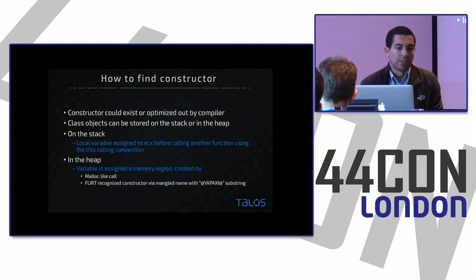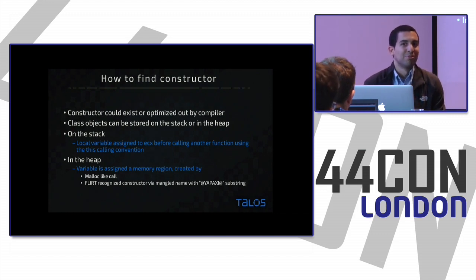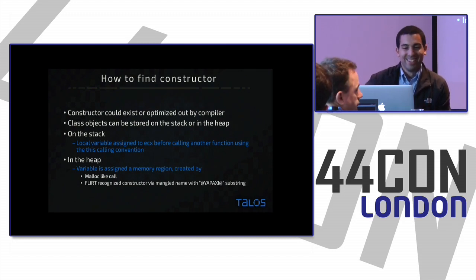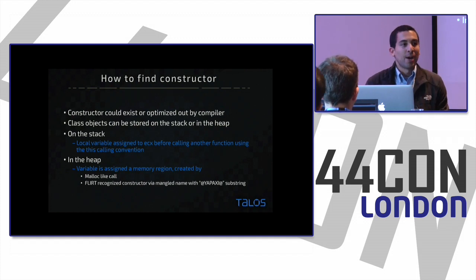So by default, for a constructor, you're not going to see a vtable. A constructor is usually optimized out, because when you create a new instance of a class, the compiler knows exactly where that constructor is. So you will see a direct call to it. You're not going to see several levels of dereferencing in order to actually call a constructor.